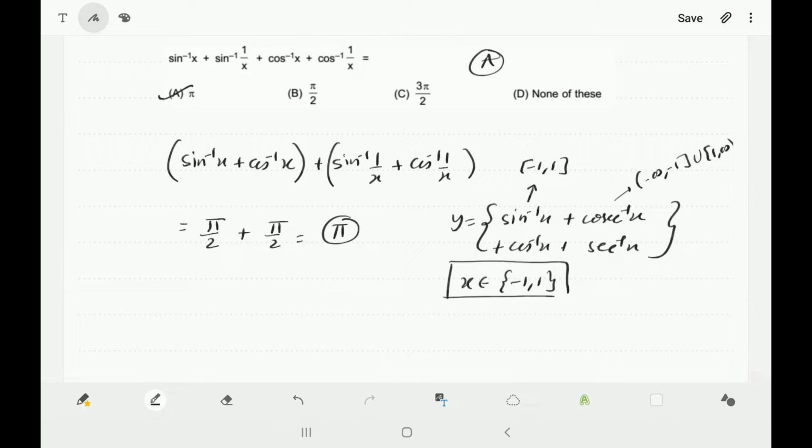Similarly, cos inverse x has a domain of -1 to 1 closed interval, and secant inverse x has a domain of -infinity to -1 union 1 to infinity. So the overall domain of this function will be x belongs to {-1, 1}. If you put the values of x here as 1 and -1, you will again get the answer as pi. So the answer for this problem is pi only.